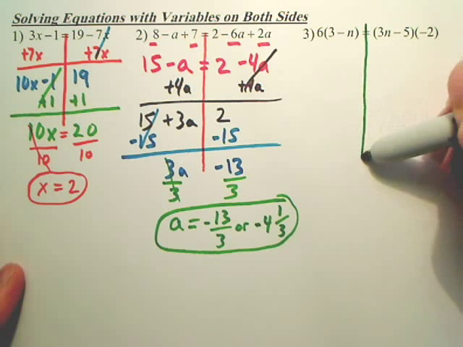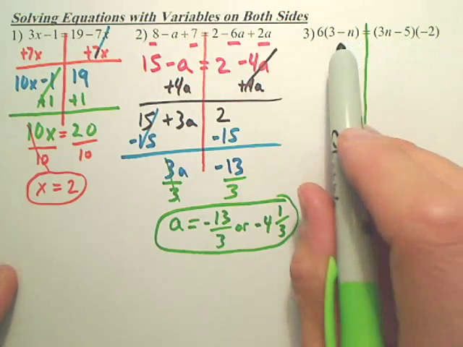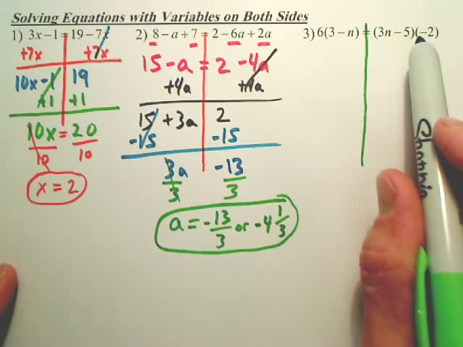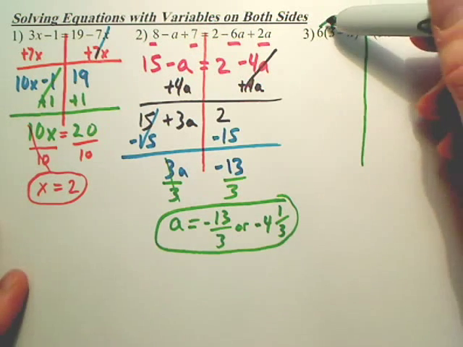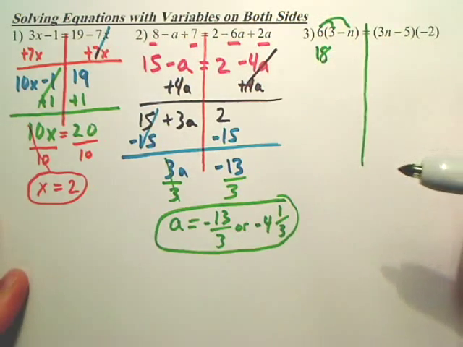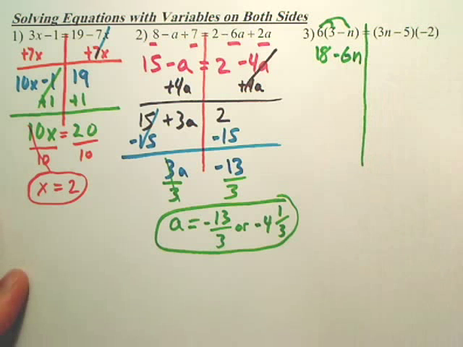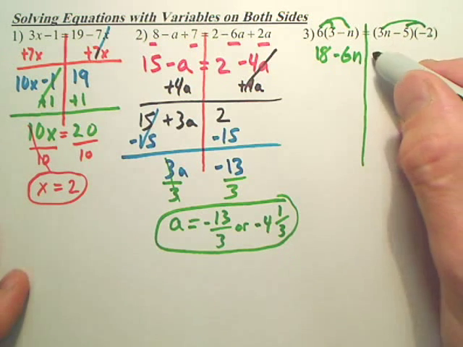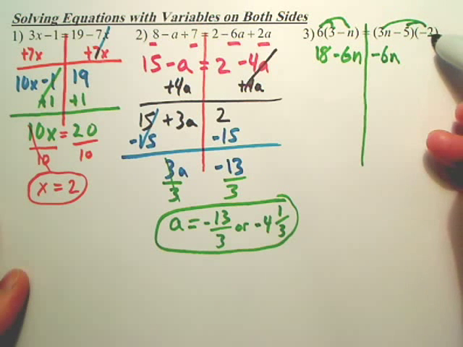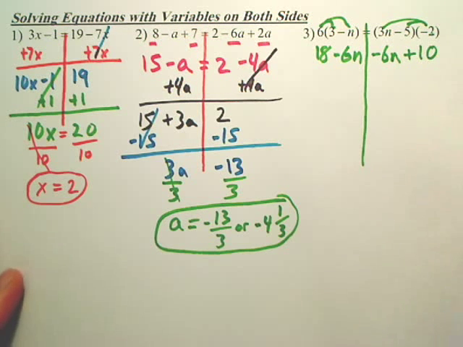The last problem. When we're solving, the first step we want to do is simplify each side. So we want to first simplify this side by distributing. 6 times 3 is 18. 6 times negative n is negative 6n. Over here we want to distribute this. So negative 2 times 3n is negative 6n. Negative 2 times negative 5 is positive 10.